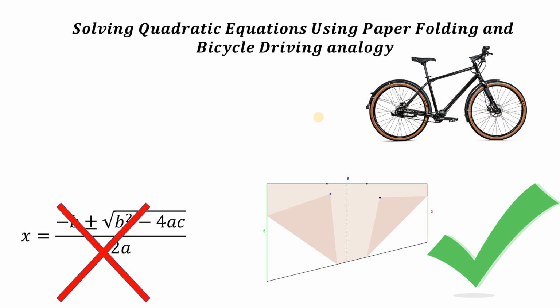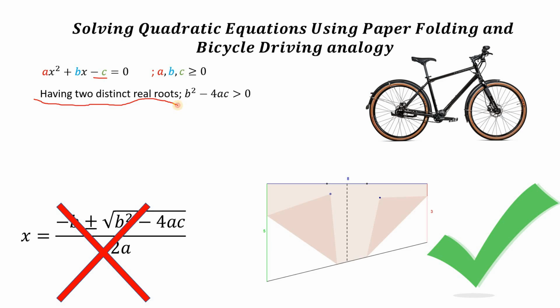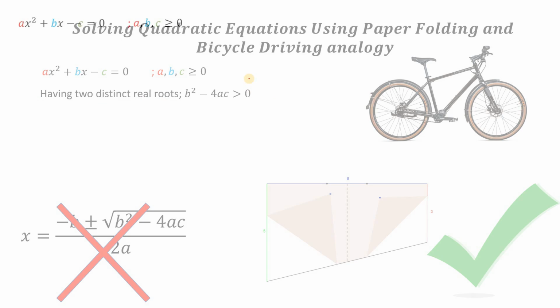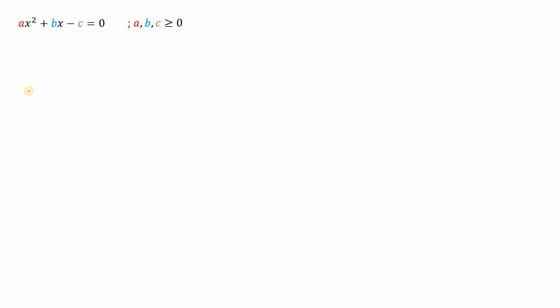So in this video we are going to talk about how to solve quadratic equations in this form, where the constant term is negative and the quadratic equation has two distinct real roots, meaning b square minus 4ac is greater than 0. So let's directly get started with an example. I'll take the same example that we discussed in the previous video, but I only change the sign of this constant term to be negative.